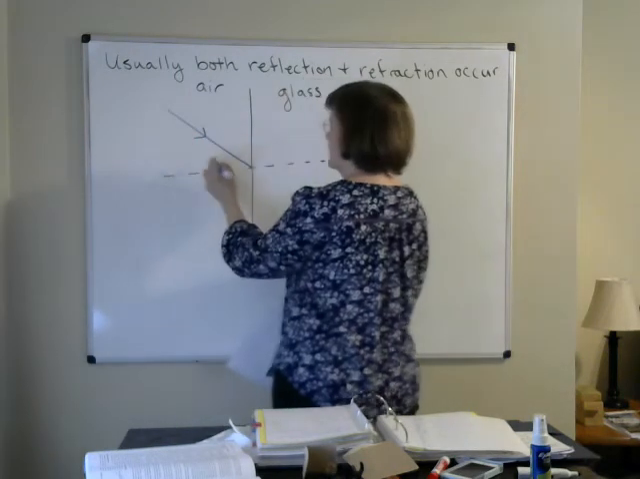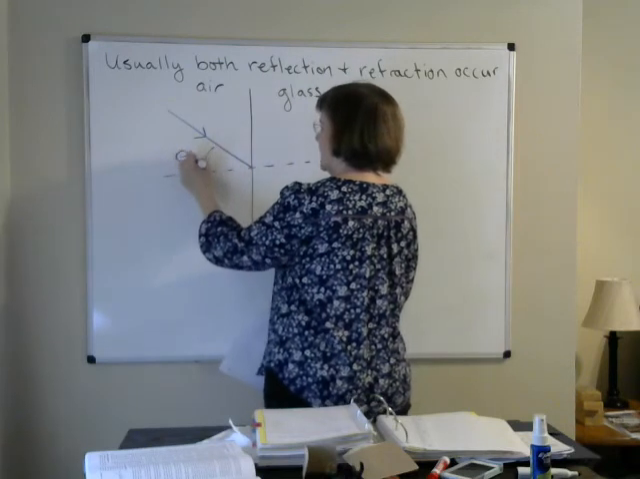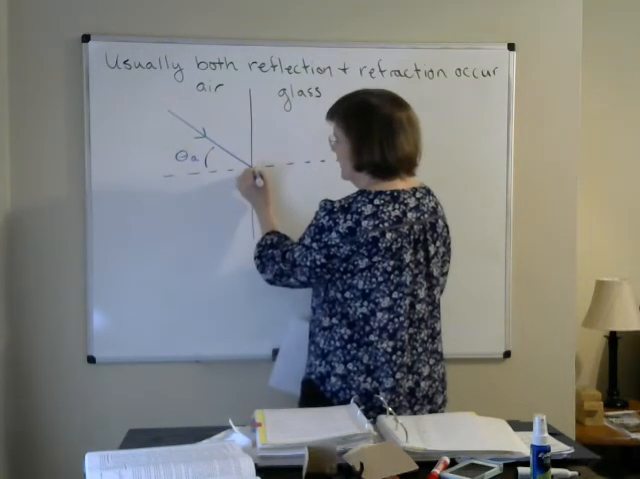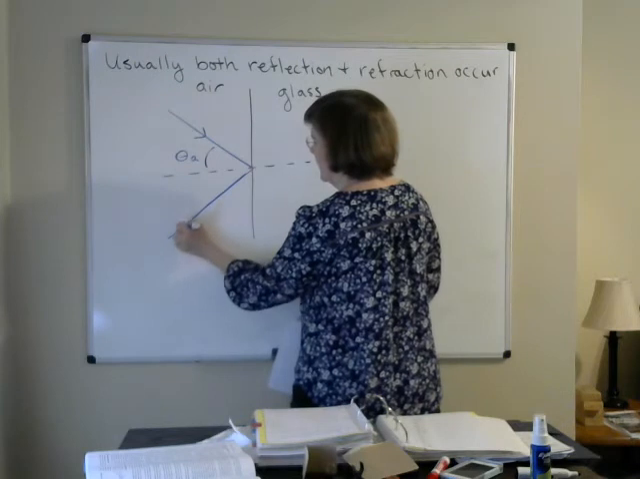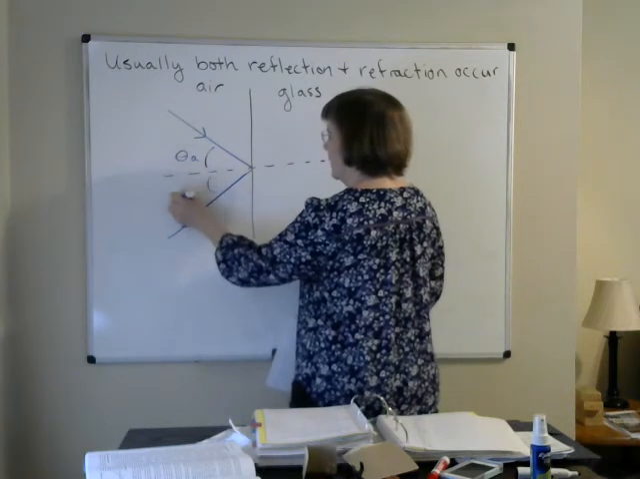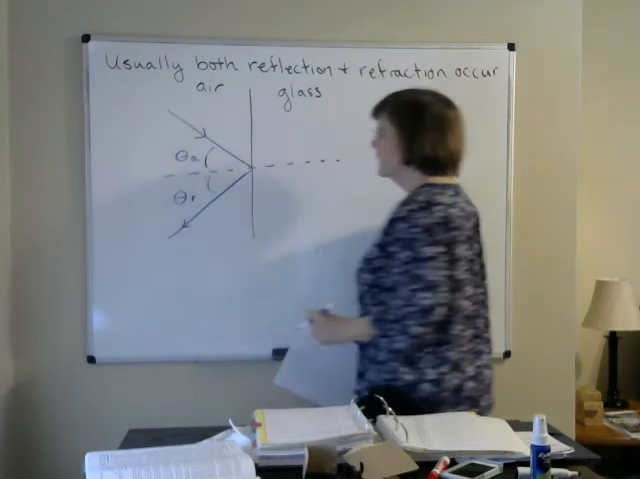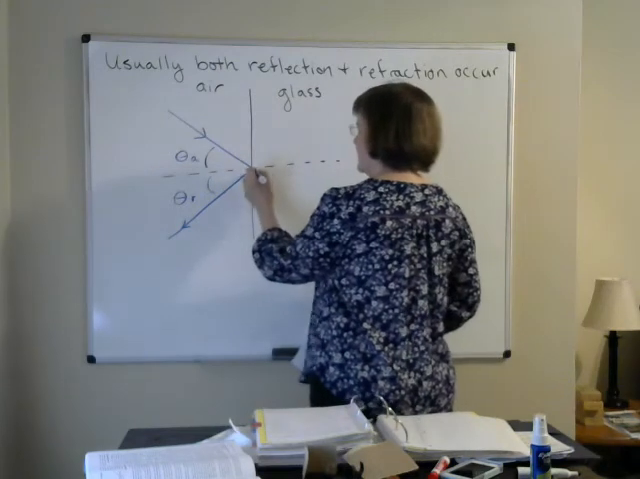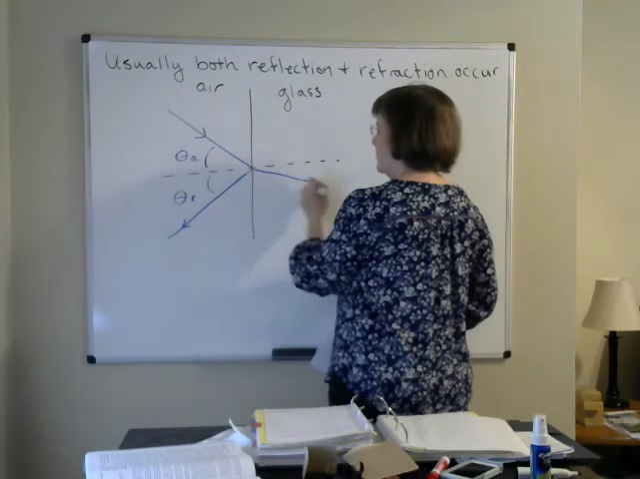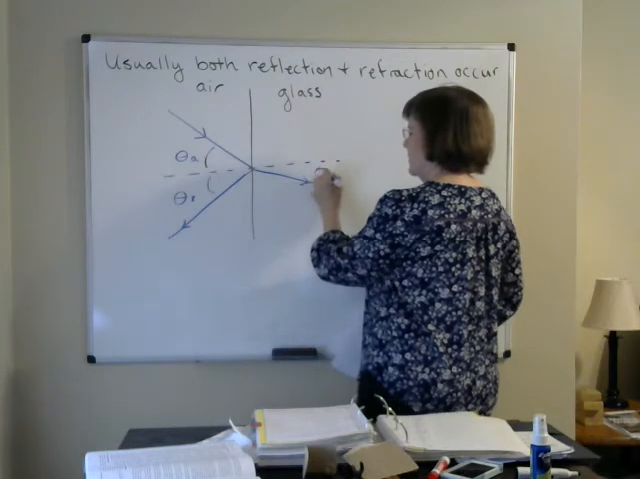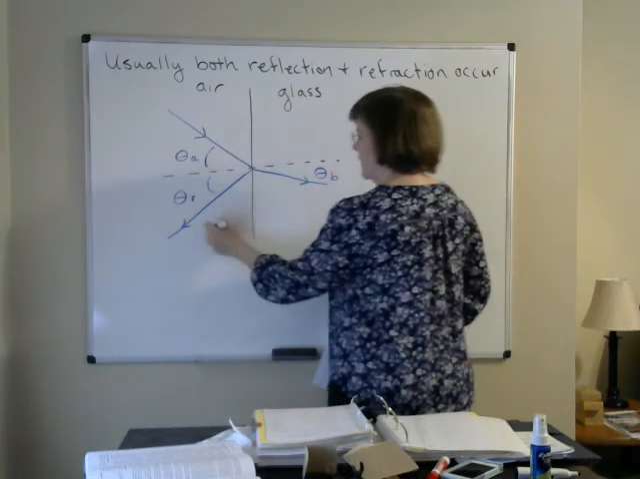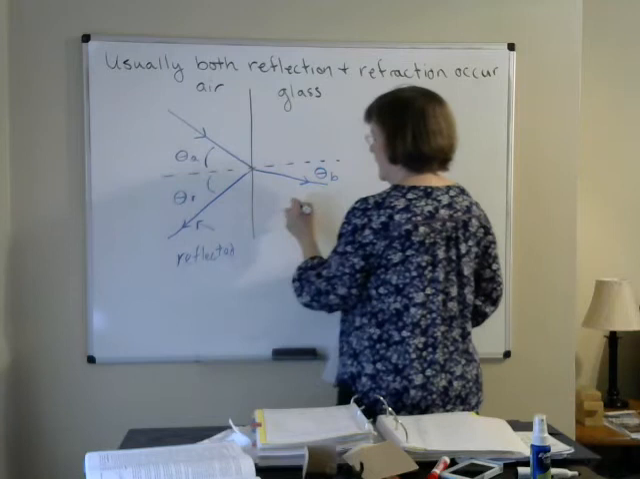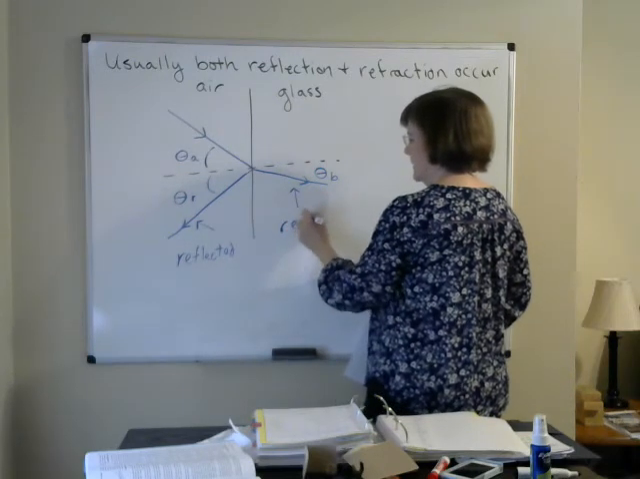If this is my incident ray, I'm going to call it theta A because it's over here in the first medium. Part of the ray will be reflected. We'll call that one theta R for reflected. Part of the ray will be reflected, but part of the ray will be transmitted. The transmitted ray will refract or bend towards the normal. So that's my reflected, and this is my refracted.